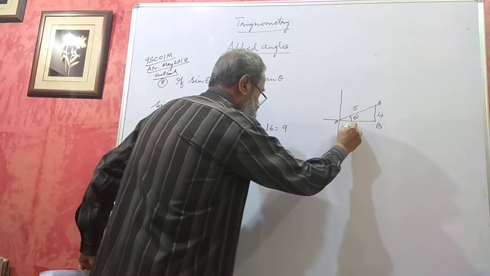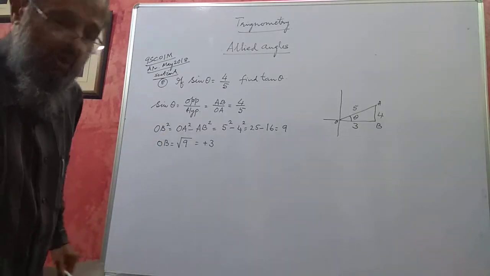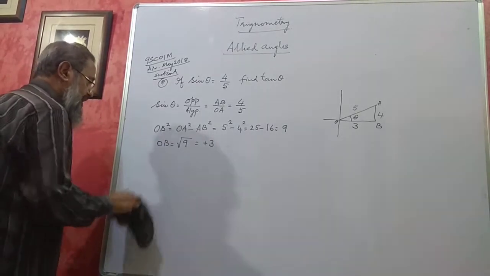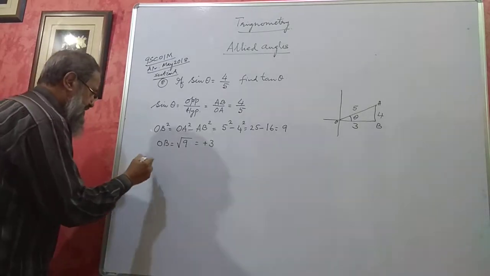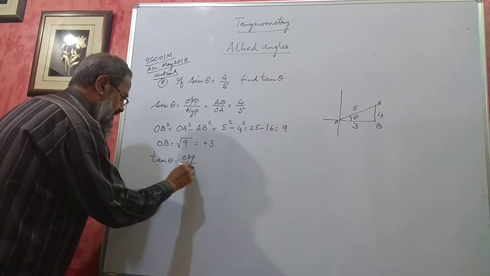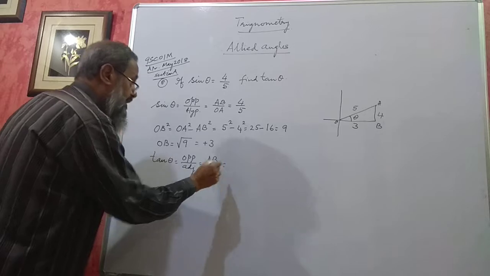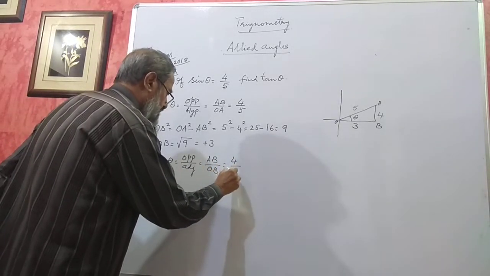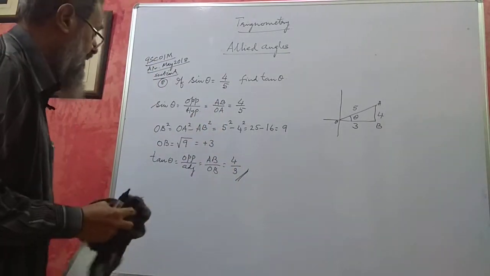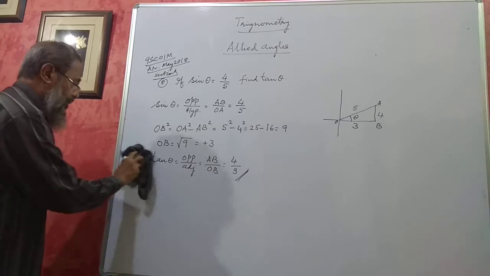So if they are 4 and 5, this side will be 3. Now I know all three sides, so any trigonometric ratio of angle theta can be got. Now what he has asked me to find out is tan theta. Tan is opposite by adjacent, that is AB by OB. AB is 4 and OB I have got as 3. So this is the answer. This problem carries 2 marks, very easy. I'll rub this and go to the next problem.